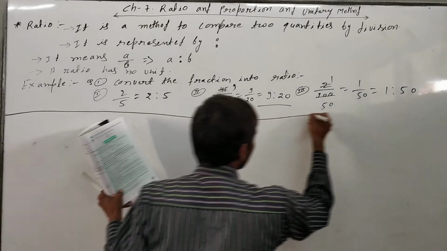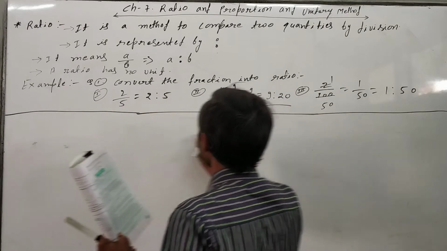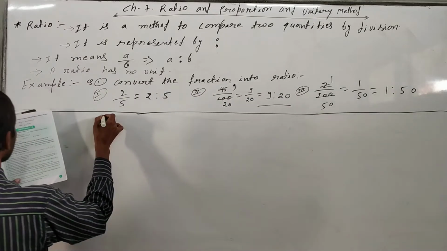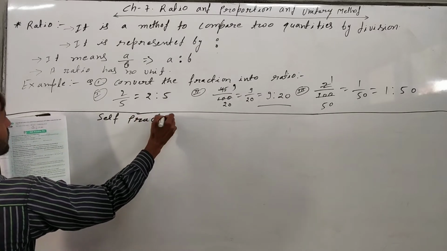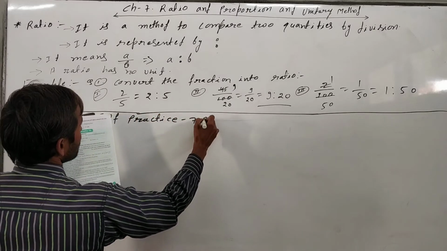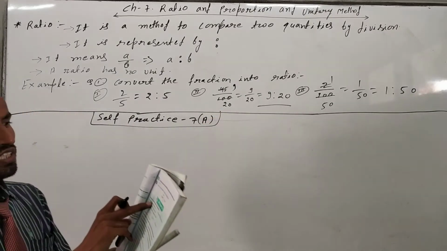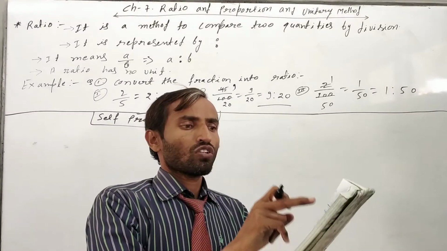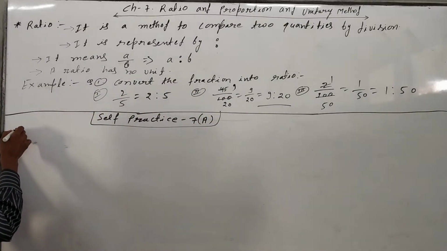So we will solve question number 1 of exercise 7A. How will we solve it? Just read question number 1 of exercise 7A. The question asks: express each of the following ratios in simplest form. Here some lengths or rates are given.